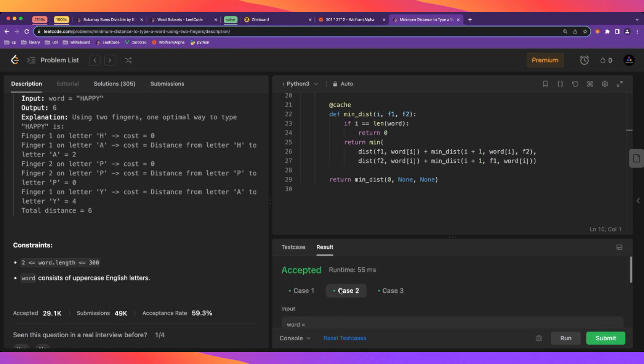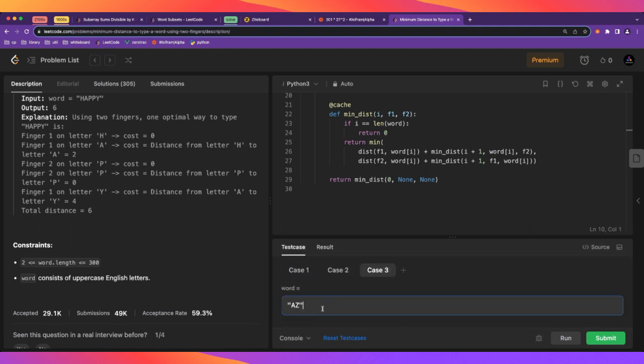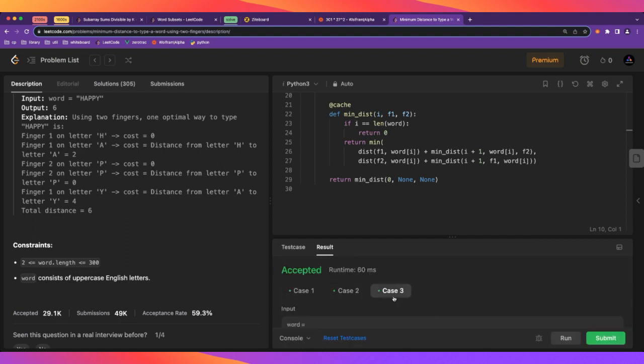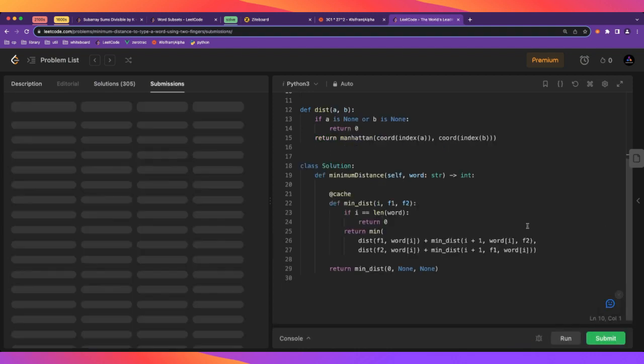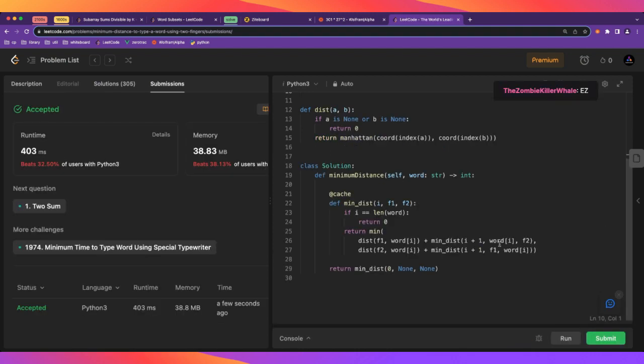And even if we have any combination of this, we're gonna keep one finger at A, one finger at C, and still it's gonna be 0. Easy. Okay, so let's submit. And we got it. Accepted. Easy, yeah.